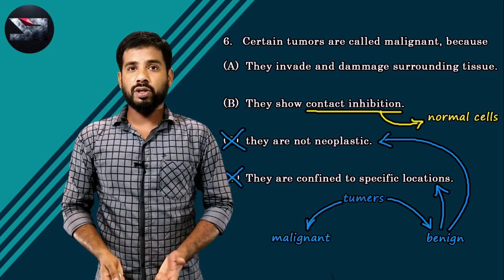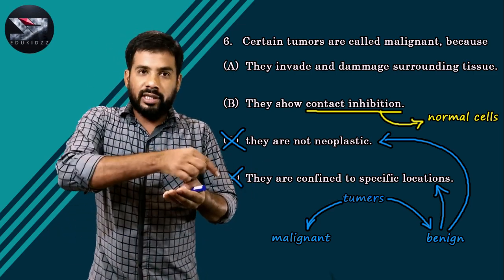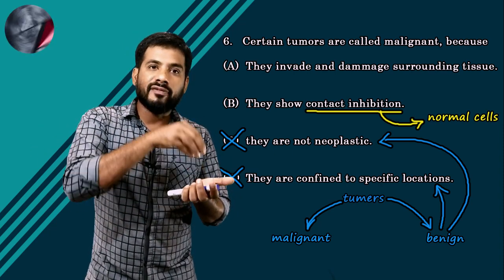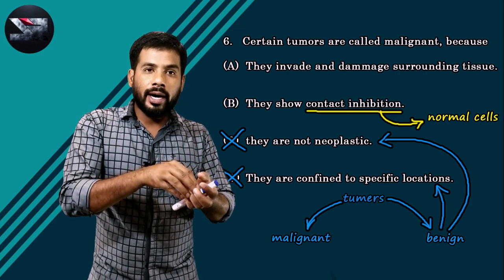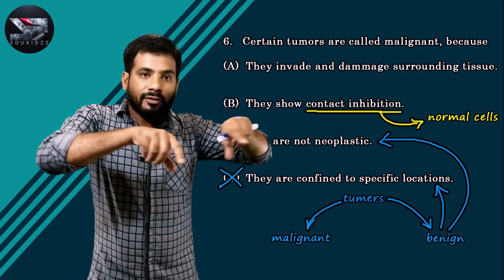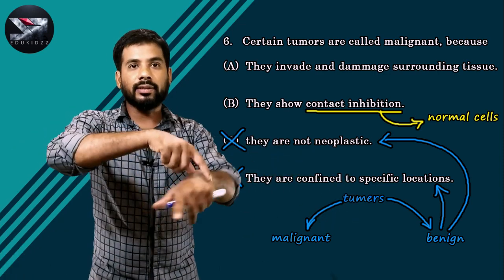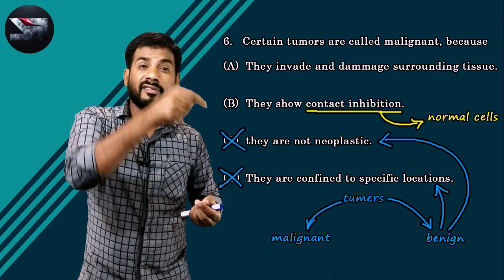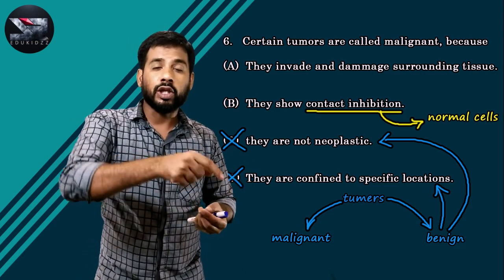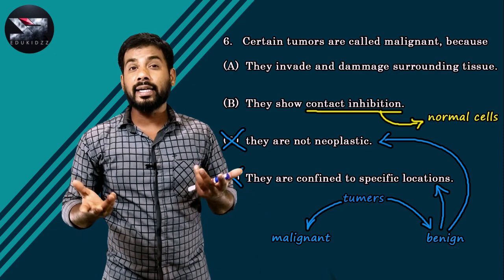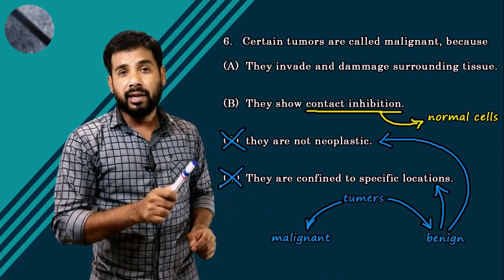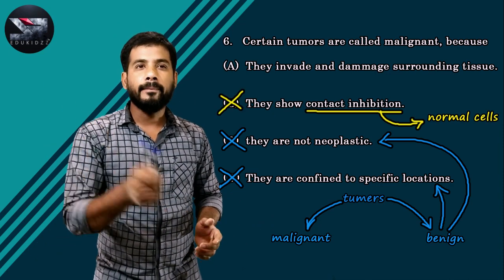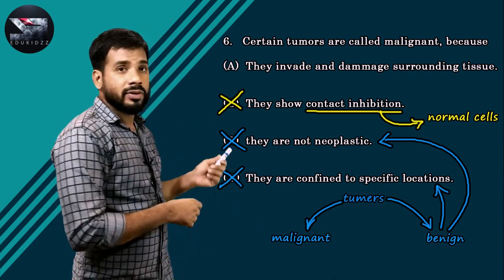What is contact inhibition? The normal cells, which are generally surrounded by other normal cells, the growth and replication of a normal cell is controlled by the contact of that normal cell by its neighboring cells. That is what is called inhibiting the growth and replication of that cell by the neighboring cell through its contact. That is what is called contact inhibition. That is a property of normal cells, but cancerous cells do not have that property. So eliminate option B. And why is option A the right answer?